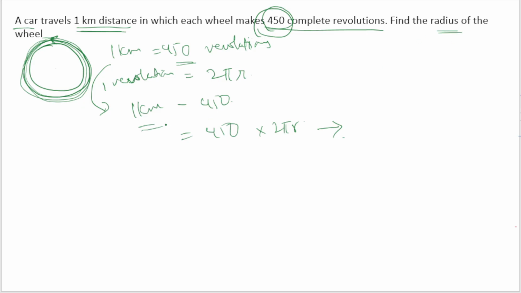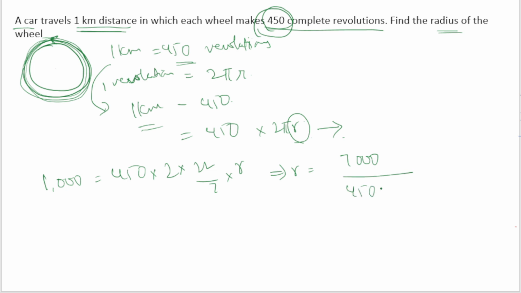We have to find the radius of the wheel, the r value here. Here 1 kilometer means 1000 meters. 1000 meters is equal to 450 into 2 into 22 by 7 into r. If you simplify, we'll get r is equal to 7000 divided by 450 into 2 into 22. 0 and 0 will be cancelled. 2 into 350, and again 5 into 70, 5 into 9.